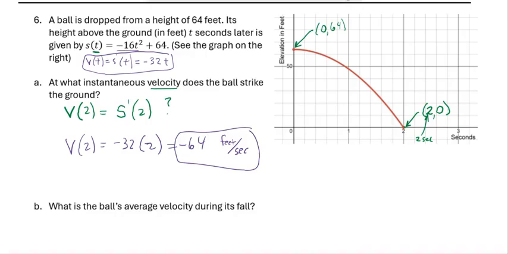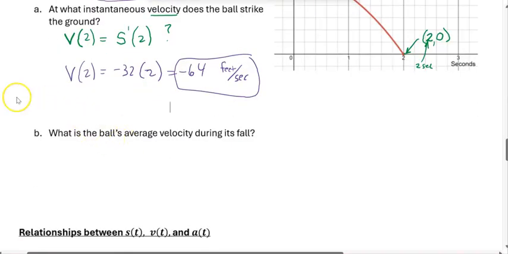Well, let's talk about the negative. When we're talking about the direction of an object, if it's moving up in elevation, like if the ball is flying upwards, we consider that positive velocity. When the object is traveling towards the earth, downwards, that's negative velocity. That's why it has its negative. Of course, its speed would be 64 feet per second, but its velocity is negative 64.